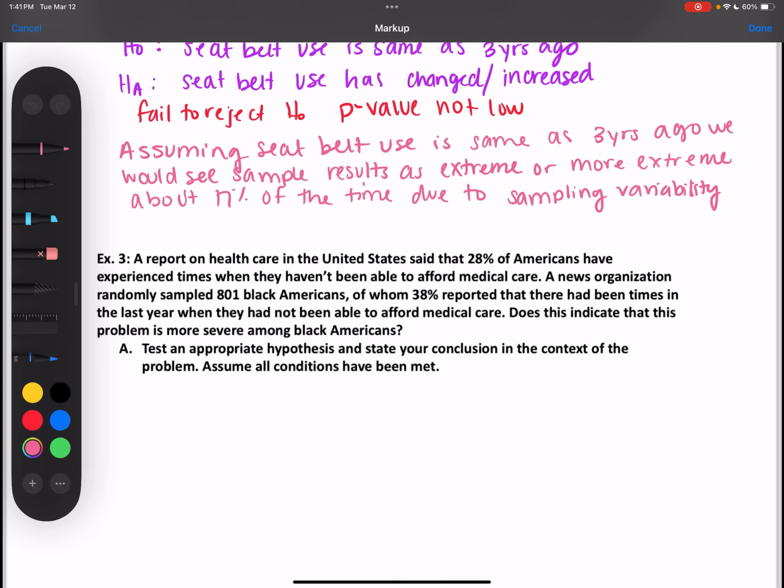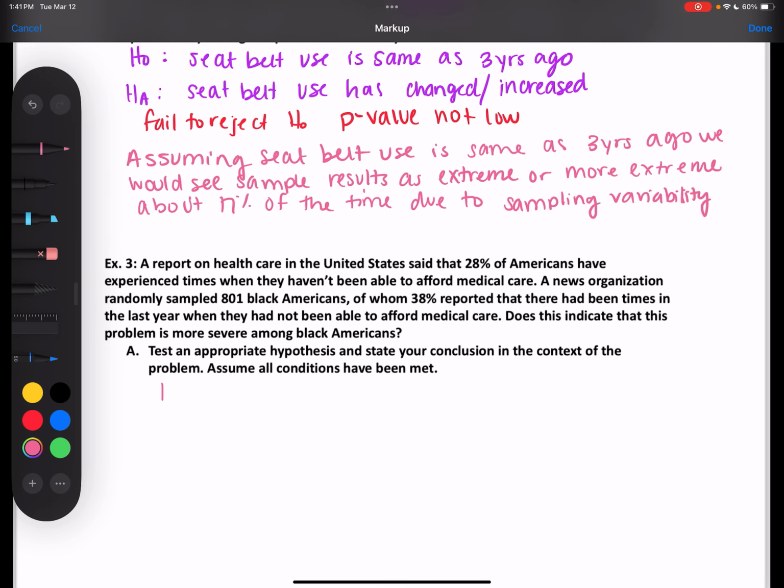Alright, so what's the null? The problem is the same. P equals 0.28. Yeah, I also wasn't sure to start with. But yes, that would be that it's the same, basically.